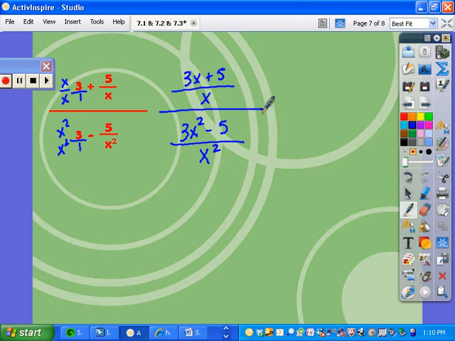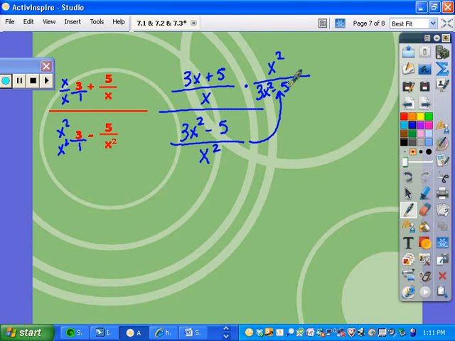Now, it looks messy still, but what we do have is this is now just one fraction on top of one fraction. And so now I'm going to bring this up here and multiply by the reciprocal. So I have an x squared on the top, and on the bottom I have my 3x squared minus 5. And then we look to do any reducing that we can.